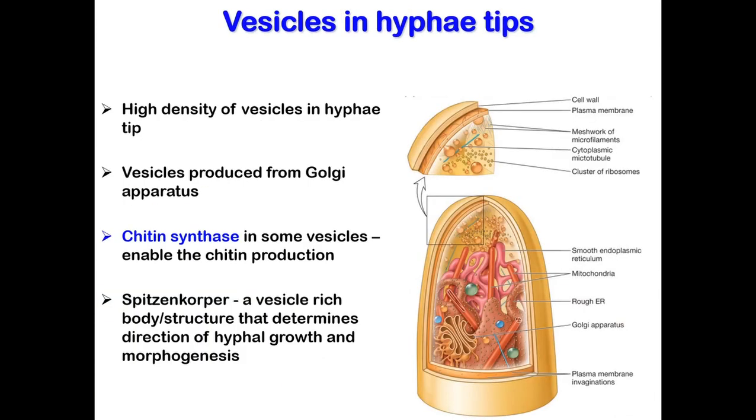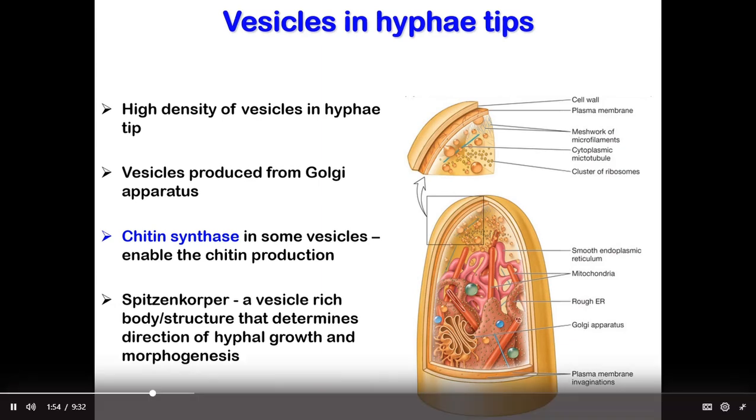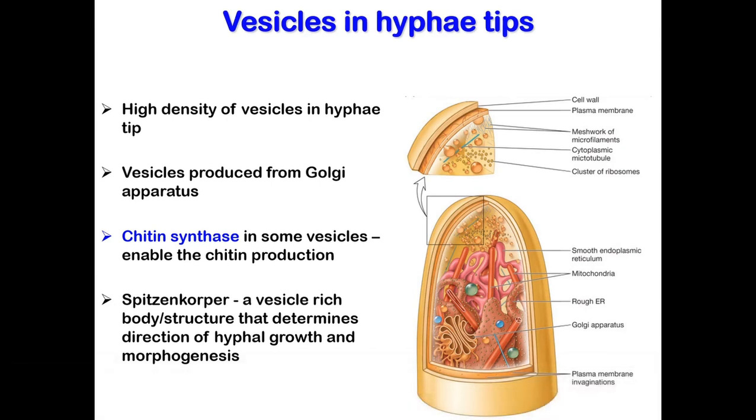So growth occurs at the very tip of the hyphae, and this is the region where the cell wall extends to produce a long hyphal tube. And the cytoplasm within this tip is filled with numerous vesicles, and these are produced from the Golgi apparatus. And chitin synthase is actually present in some vesicles to enable the chitin production for the cell wall. And in the higher fungi, these vesicles can be detected under a microscope as a round spot with a diffuse boundary. This body is known by its German name, the Spitzenkörper, and its position determines the direction of growth of a hypha.